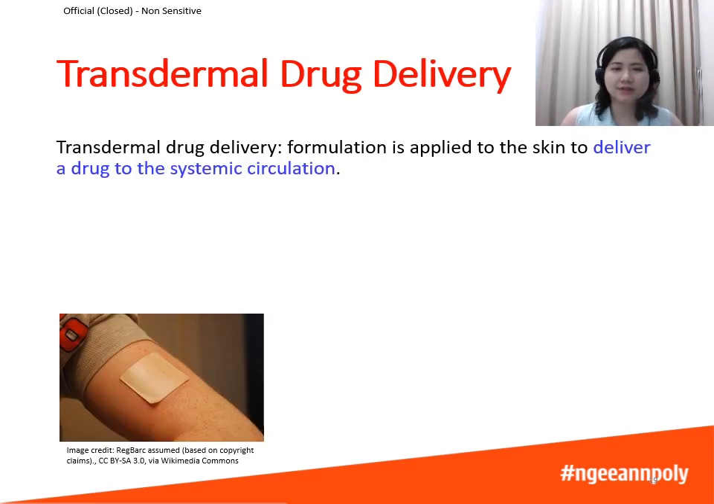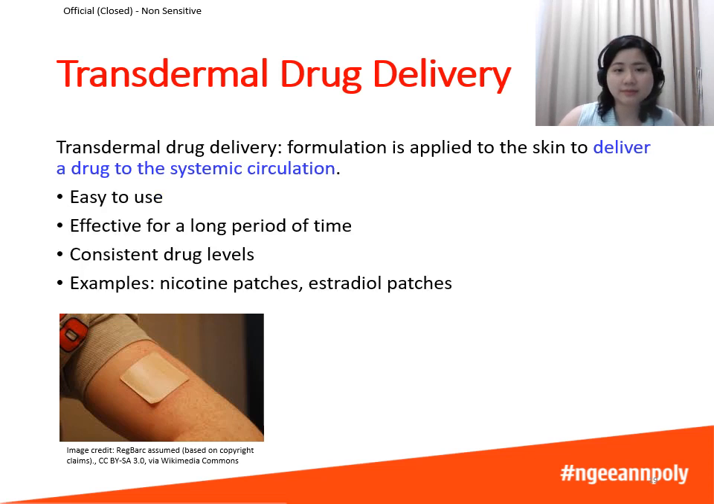Transdermal drug delivery refers to a formulation which is applied to the skin to deliver a drug to the systemic circulation, meaning the drug must be absorbed through the skin and into the blood. Transdermal formulations are easy to use and can slowly release the drug over a period of time, usually up to a few days. Examples of transdermal formulations are nicotine patches and estrogen patches.